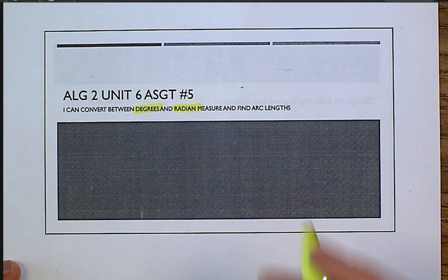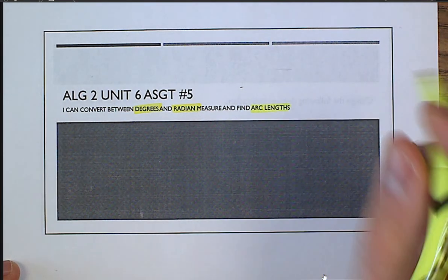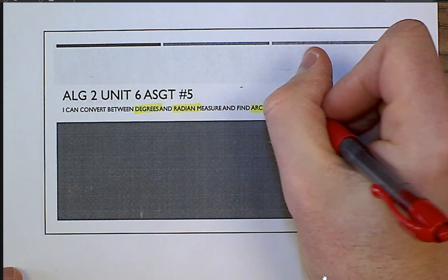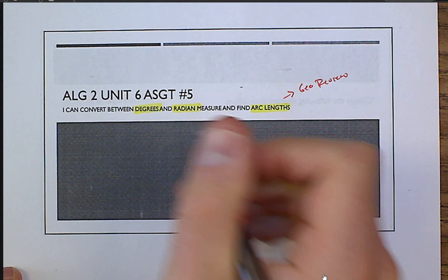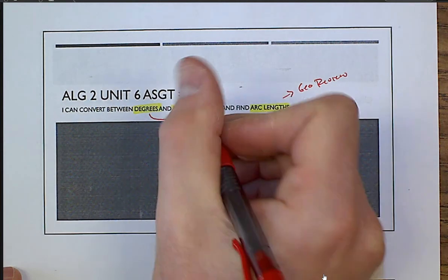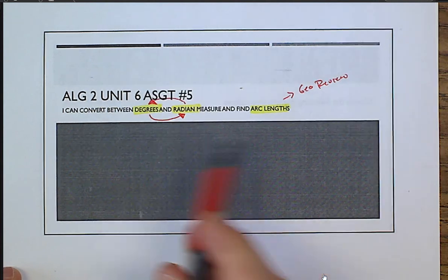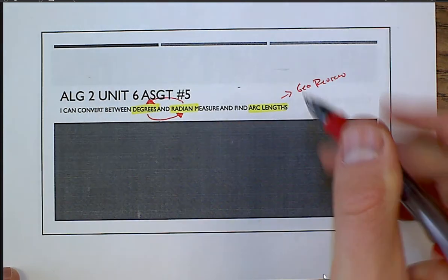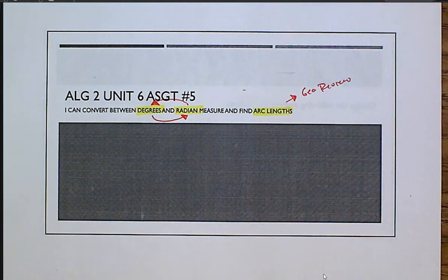And then the third thing we're going to be doing is finding arc lengths, which you actually did in geo. So this is a geo review, all right, and we'll talk about it at the very end. But again, we're going to be going from degrees and turning them into radians, but we're also going to be starting with radians and turning them into degrees. So 1, 2, 3 total things that we're going to try to accomplish in this unit. All right, let's jump right into it here.